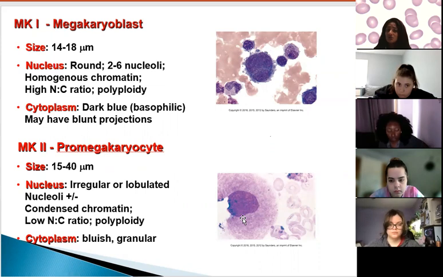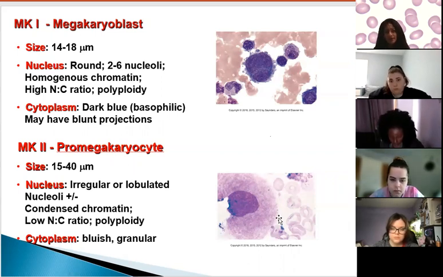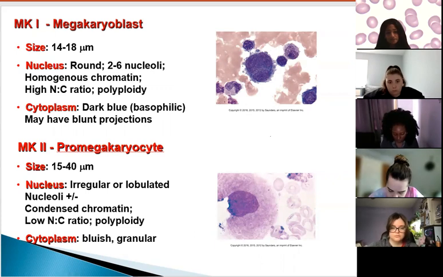And the NC ratio is a little lower now because the cytoplasm seems to be a little bigger and the nucleus gets a little smaller, all right? But it's still polyploid. The cytoplasm is a little bluish, less blue than the MK1, and it's granular, okay?